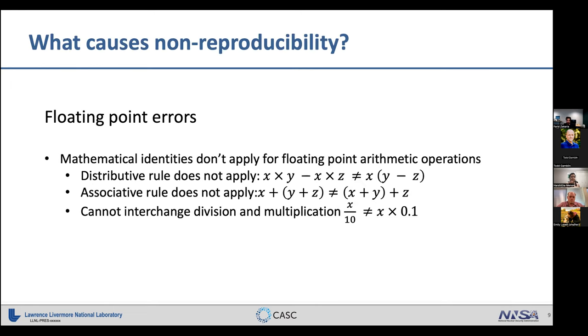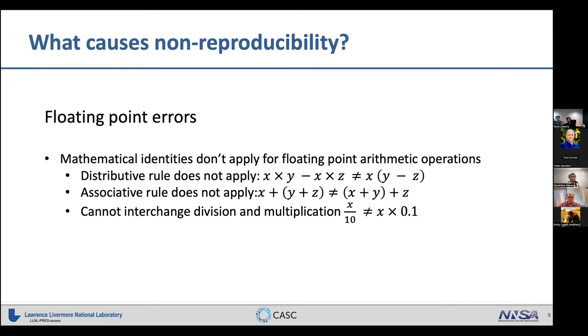So let's look at some cases of non-reproducibility. In this particular case, I'm talking about floating point errors. The non-reproducibility is not caused by round-off errors, but by the non-determinism of the accumulated round-off error. As a result, the output of a floating point computation will depend on the order in which the operations were executed. Therefore each run could give you a different result.